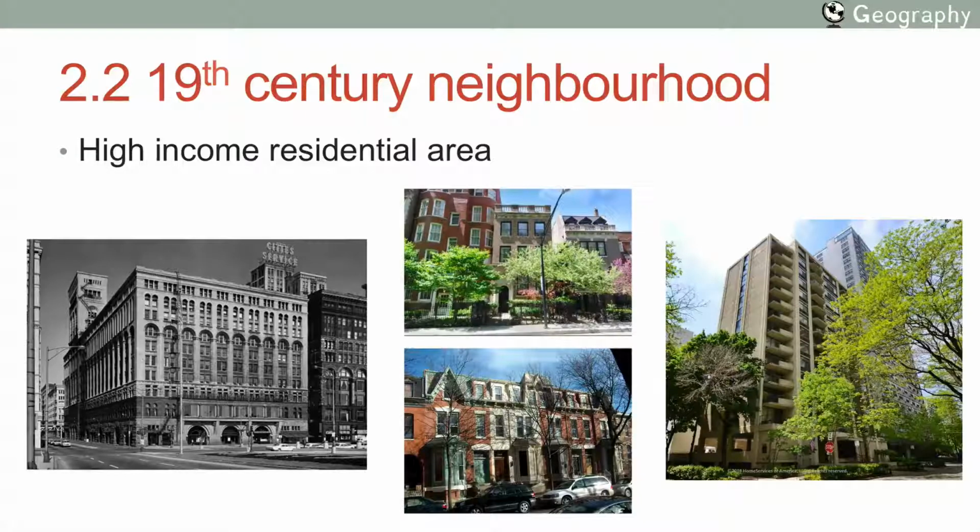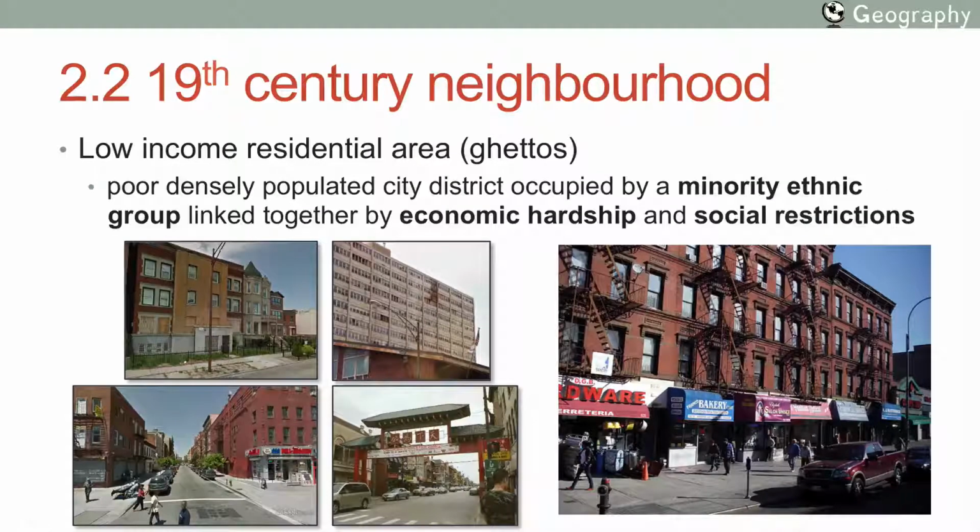The first picture you see here is an old factory. Now it has been repurposed and rehabilitated into another function, maybe commercial, maybe residential. The other pictures show you the brownstone houses and here an apartment building. Now the low-income residential area, you also find the brownstones, but much less well maintained. It's a much poorer neighborhood.